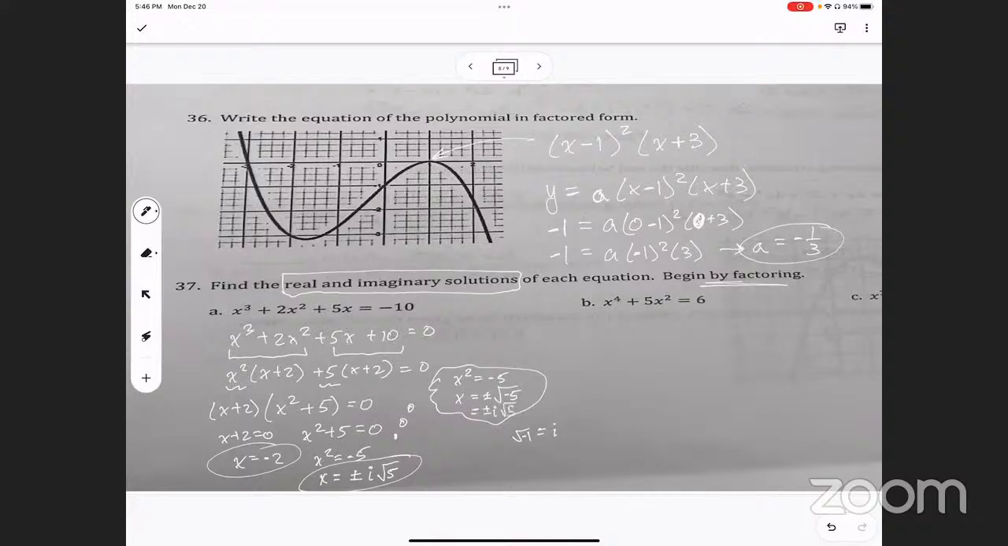So I took that negative out and made it an i. Okay. All right.